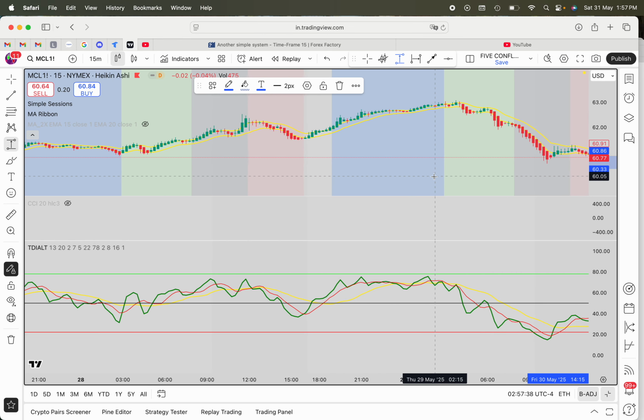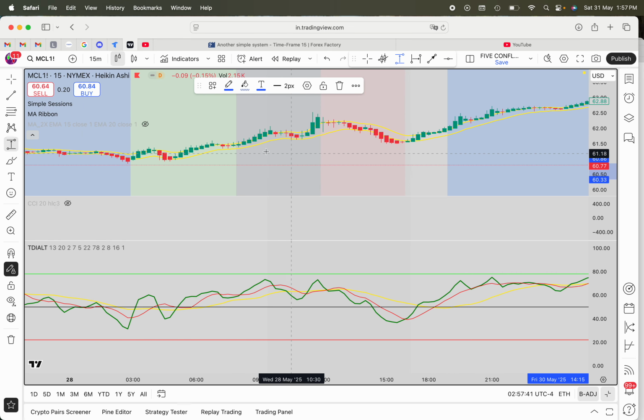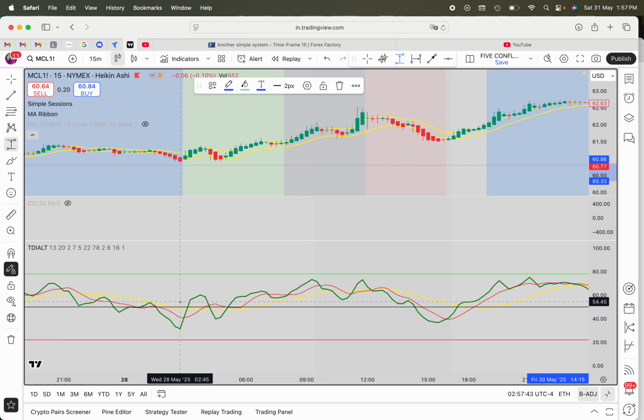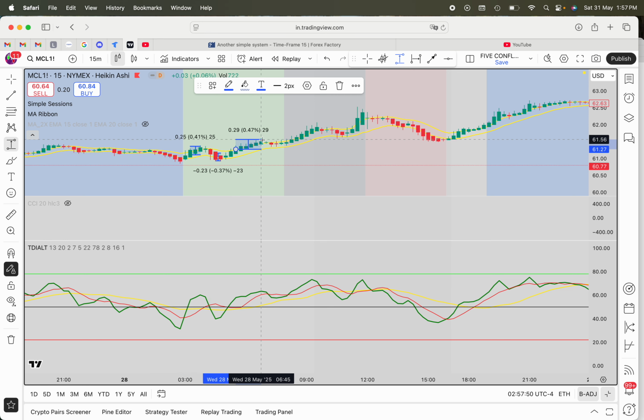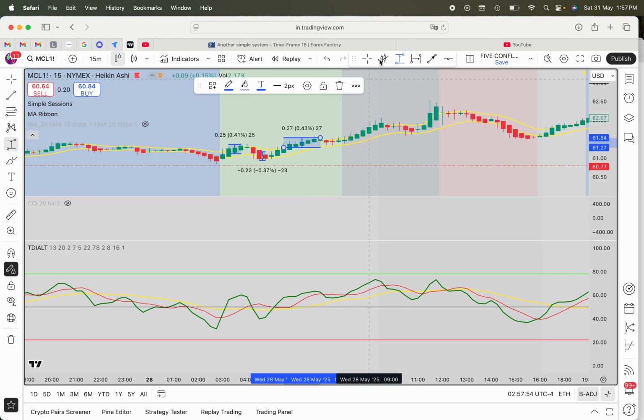And if I just go to another night, another session, same sort of thing here. This one's a little bit whippy. You might have got something out of that. Then eventually it settled down into a whole bunch of longs. Where do you get out?